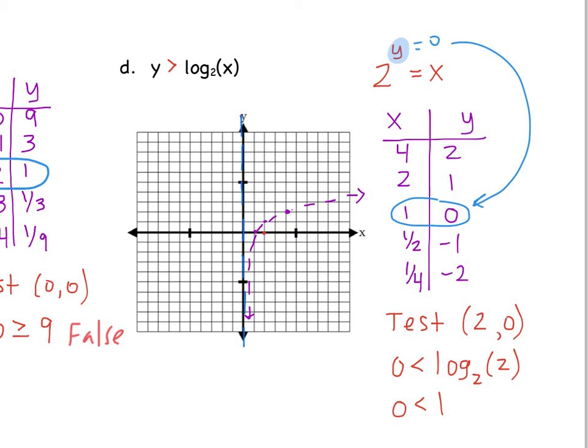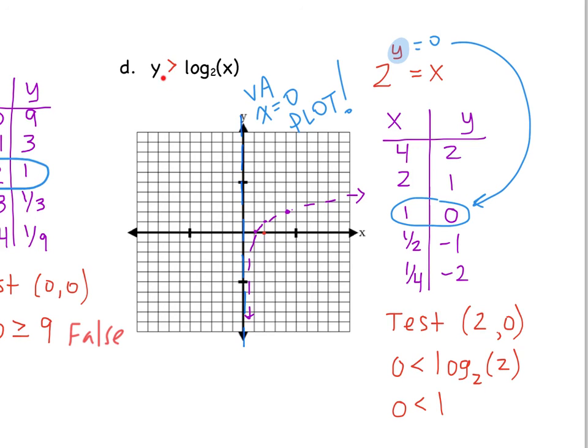Now notice this time we have a vertical asymptote of x equals 0, and again, you better plot that. Now we plot those points, and notice this time it's going to be a dashed curve because it's strictly greater than. So now I have to pick a point. This one's a little trickier because we're dealing with logs. So I'm going to pick a point that gives me an x value that has the same base as my log. So I choose the point 2, 0.